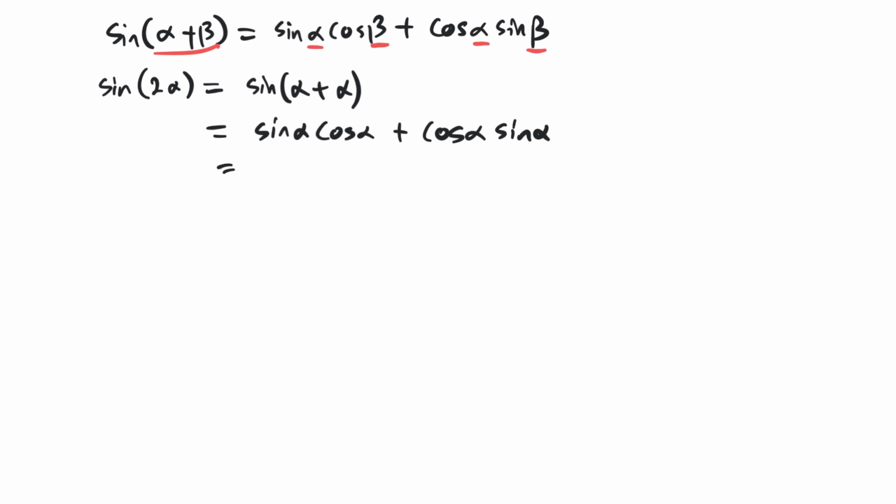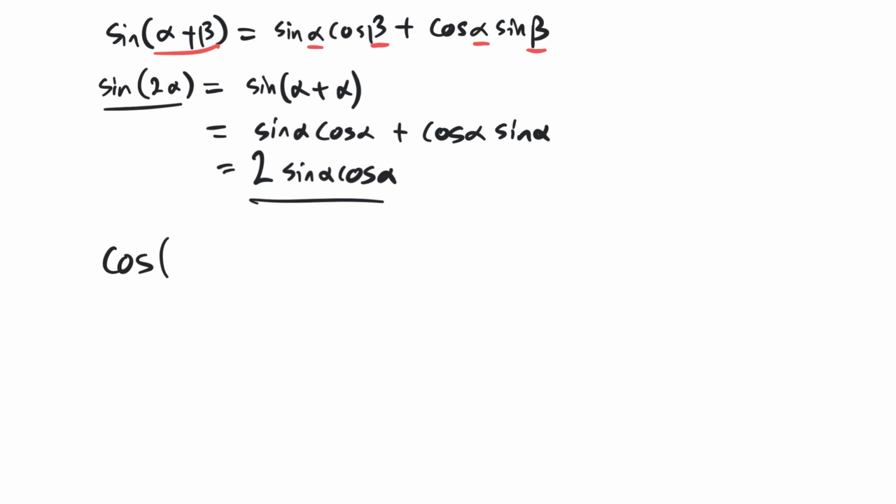Well, sine cos is the same as cos sine, so we have 2 sine alpha cos alpha. And that shows that this equals this. And so, yeah, that formula is definitely correct. It's a legitimate formula, and it's kind of cool, kind of neat to see where it comes from.